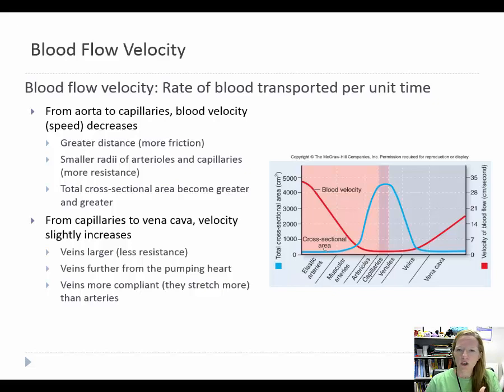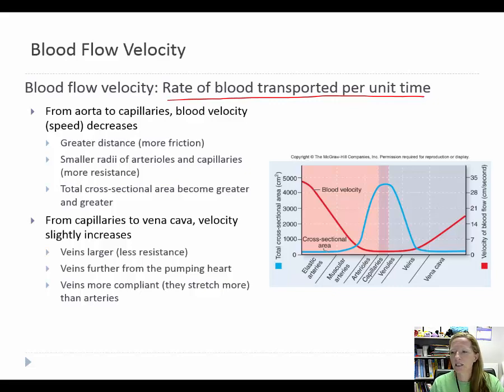So if we take a look at one other thing I want to talk about, it is blood flow. Moving away from resistance and just taking a look at blood flow velocity before we put all of the blood flow, blood pressure gradients, and resistance together. Blood flow velocity is going to be the speed at which the blood is flowing through.